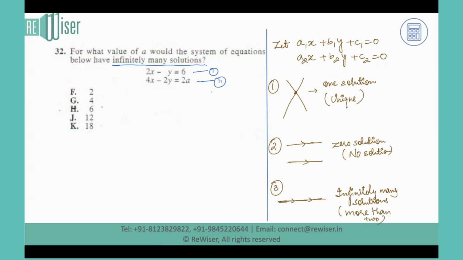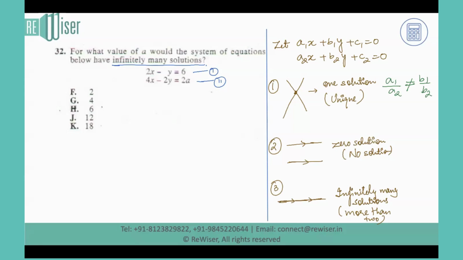Now we'll take a look at the conditions which we'll be following for these three scenarios. When we get one solution, we have to follow the condition that a1 over a2 is not equal to b1 over b2. Remember that a1 here is the coefficient of x and a2 here is the coefficient of x. Similarly, b1 and b2 are the coefficients of y in both equations.